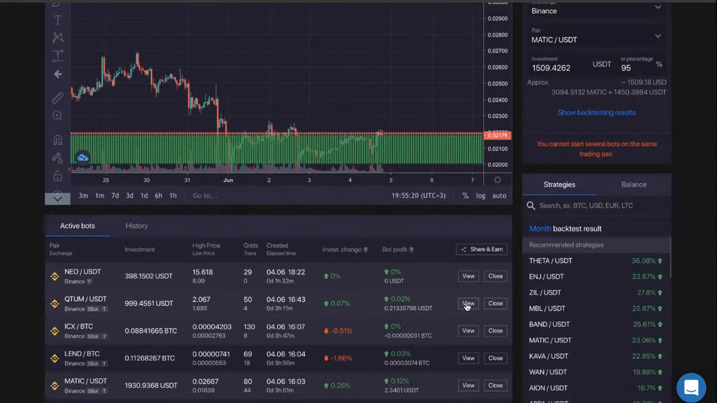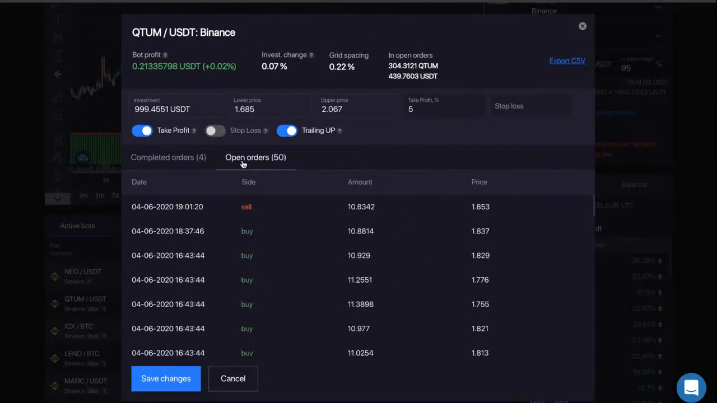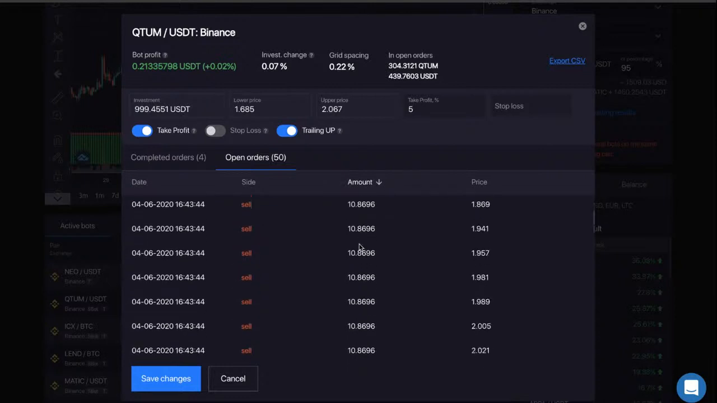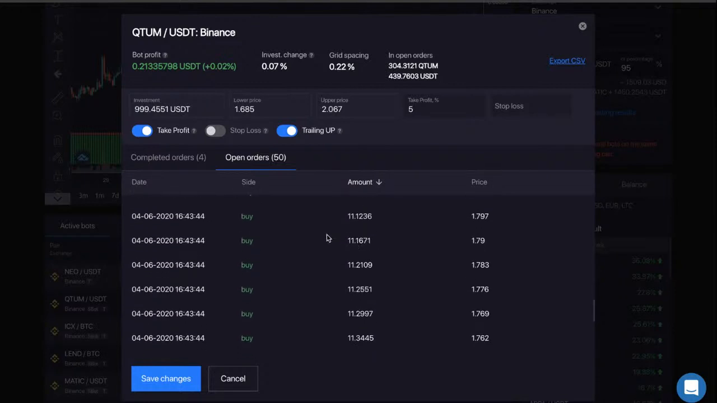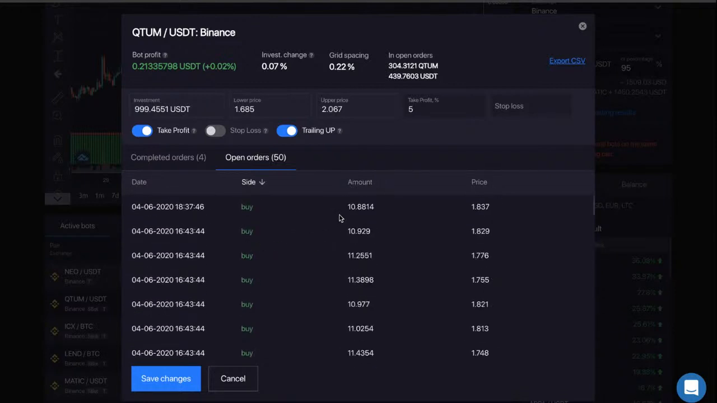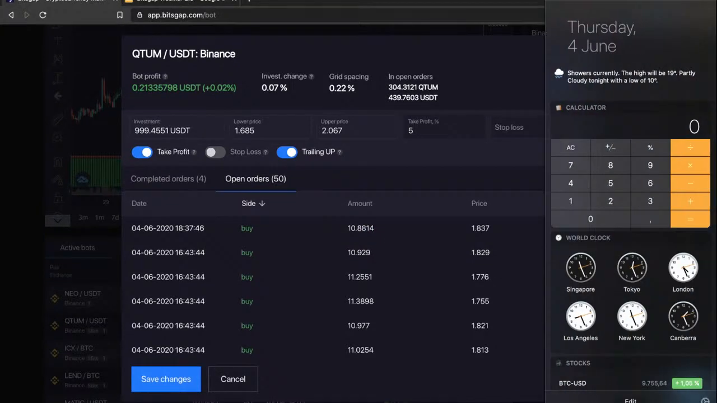Whereas if we click on the S-bot, go to open orders, you see that here we have a slightly different approach. You see that the amount varies in the buy orders. You see that at that price there is a limit buy order to buy that amount of. So let me explain to you why this is the case here.